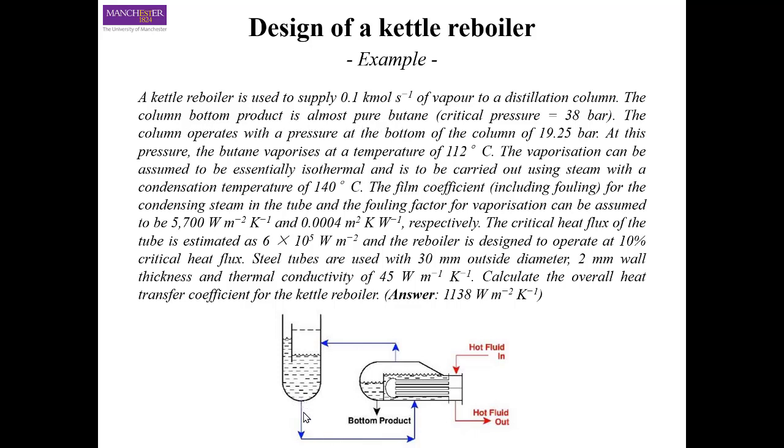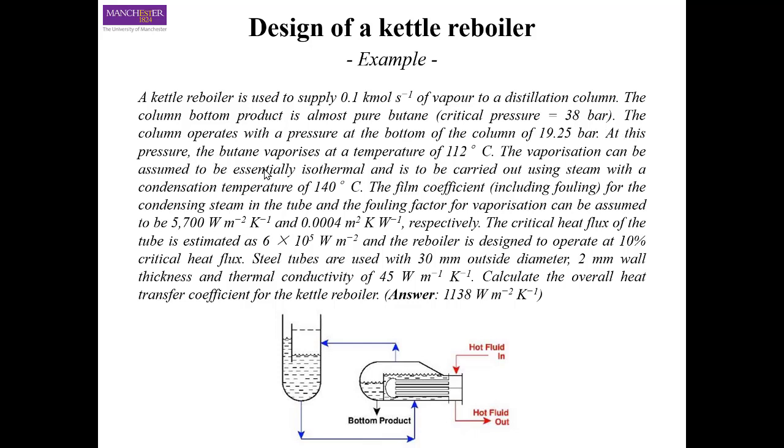So for example, butane is coming from the bottom of the distillation column and entering in the shell of this Kettle reboiler. And because butane is pure, so we can actually calculate its critical pressure using thermodynamic data. So the critical pressure of butane is 38 bar, and we also know that the column operates at a pressure of 19.25 bar. So that is PC, and this is the operating pressure of the column.